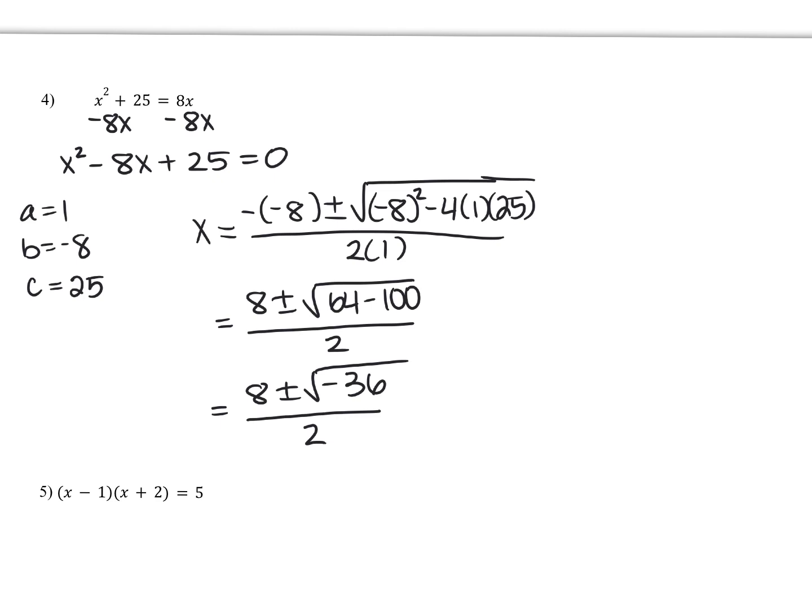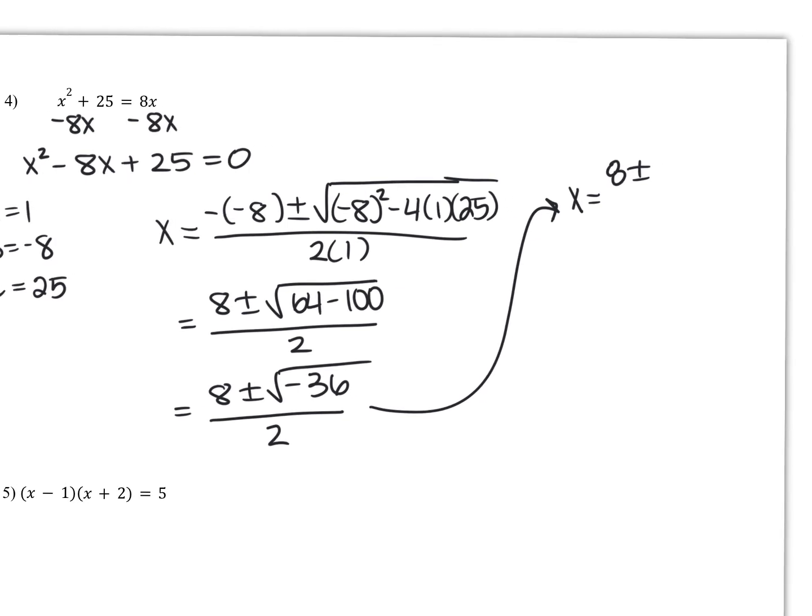I do have a negative underneath the square root, so I know I'm going to have i in my answer. So I'm going to have x equals 8 plus or minus. I'm going to have i. Now I look at 36, and the square root of 36 is 6, so it's going to be 6i all over 2. And then 8, 6, and 2 are all divisible by 2, so I get x equals 4 plus or minus 3i.